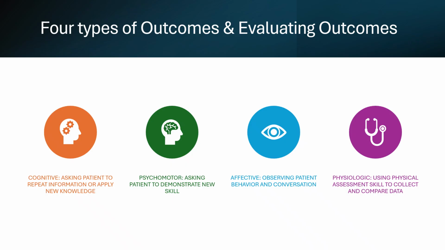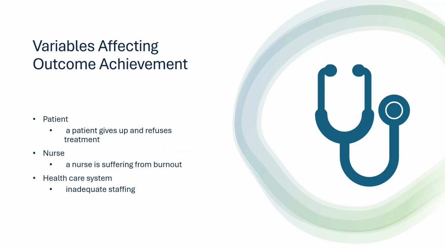Together, these four types of outcomes, cognitive, psychomotor, affective, and physiologic, give us a complete picture of patient progress, and they help us tailor the care, evaluate effectiveness, and ensure that our interventions are leading to meaningful, measurable results. So the evaluation isn't just about checking if the goal was met, but it's about understanding why. When we interpret and summarize findings, the nurse is going to need to consider variables that influence patient outcomes. These can come from the patient, the nurse, or the healthcare system, and they can either support or obstruct progress.